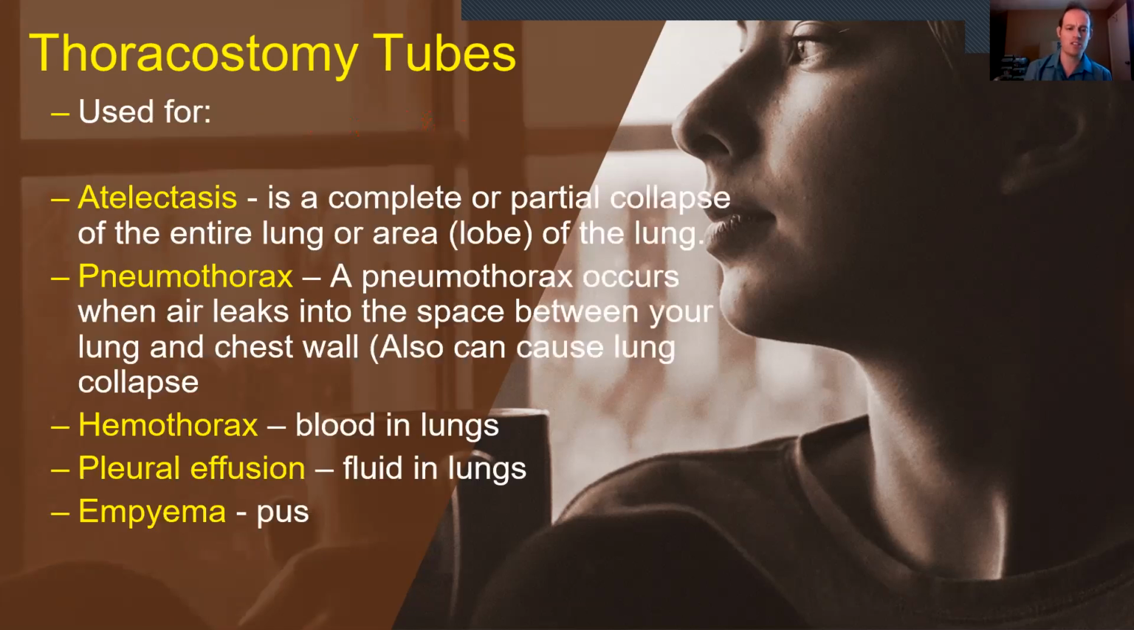Let's define some of these terms real quick here, guys. These are the primary sicknesses, primary conditions, primary pathologies that we would put a thoracostomy tube into a patient's chest for. The first one's going to be that atelectasis, and that's simply referring to a complete or a partial collapse of the entire lung or a lobe of the lung. So it's a complete or partial collapse of that entire lung or a specific lobe of the lung.